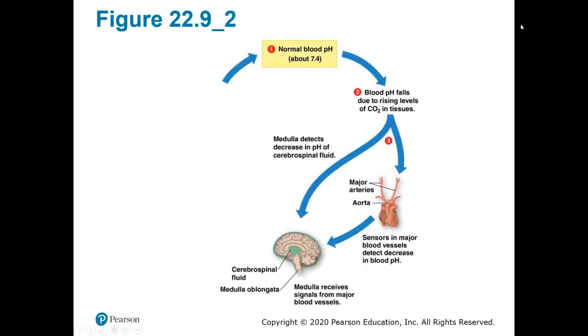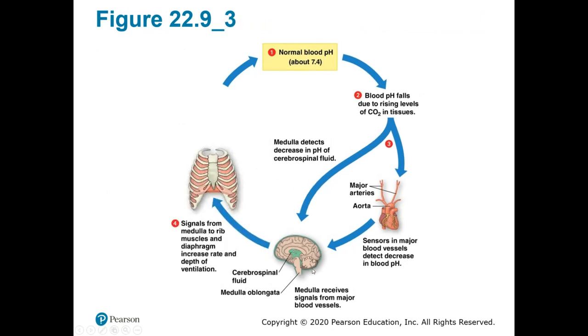Now, one of my diagrams, I don't know what happened to it. It had that green line you saw earlier, but anyway, it just showed number 1 and then went to 2. So this is just the second step. Our normal blood pH is about 7.4, so a little bit on the basic side. Then the blood pH falls due to rising levels of CO2, and that's going to increase our heart rate, and it's also going to increase our breathing rate.